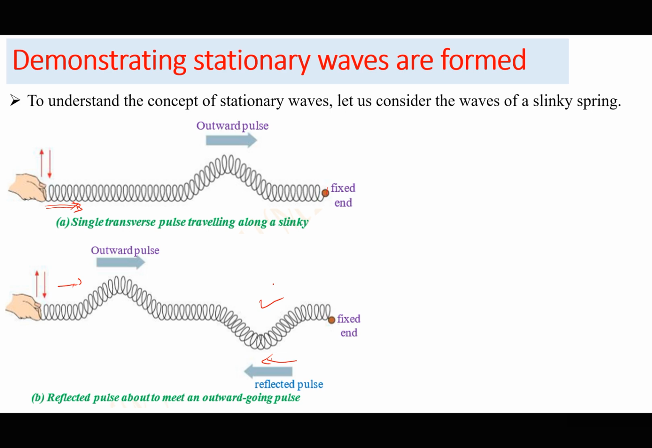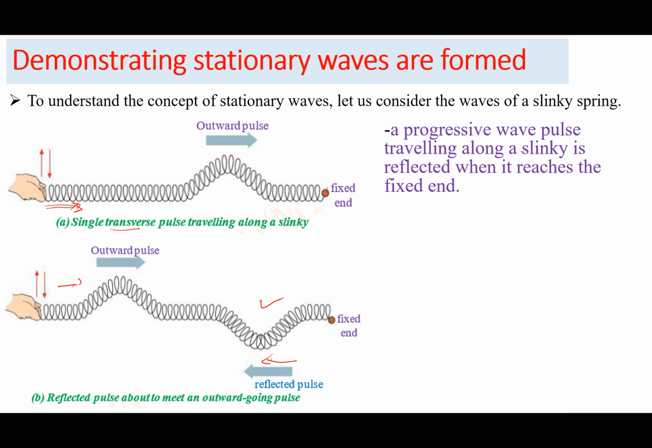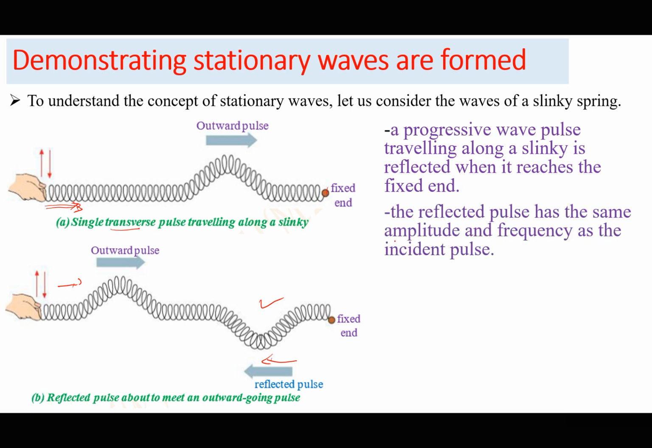So a progressive wave, which in this case is transverse, is propagating from left to right, and the reflected wave pulse, which is also transverse, is now leaving from the right hand side to the left hand side. So these two are going to be meeting at a point. When a progressive wave pulse traveling along a slinky is reflected when it reaches the fixed end, the reflected pulse has the same amplitude and the same frequency, because it is just the same wave which has just been reversed.